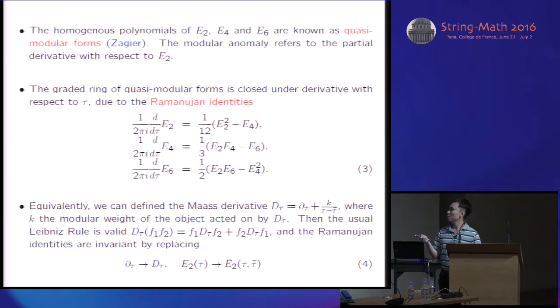Ramanujan identities. If you just look at modular forms, they are not closed under this derivative, but you have to include these quasi-modular forms. Equivalently, there is an isomorphism. We can define the so-called Maass derivative, or covariant derivative, with an extra piece proportional to the modular weight.